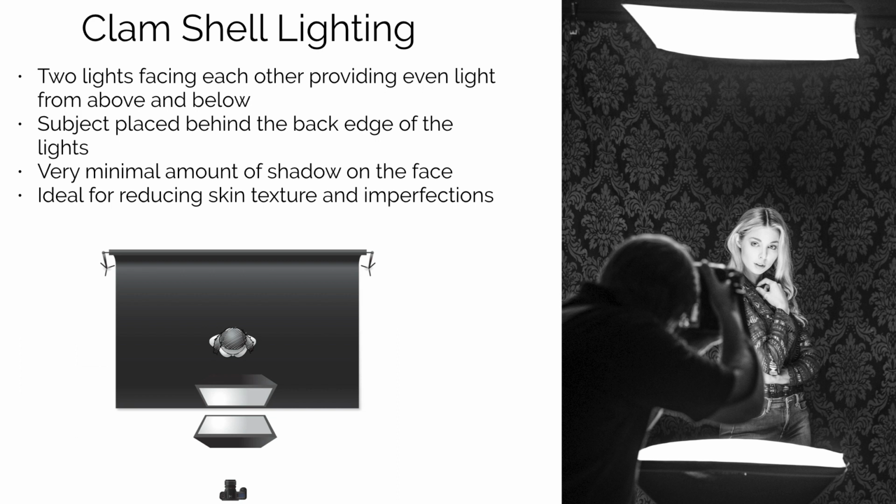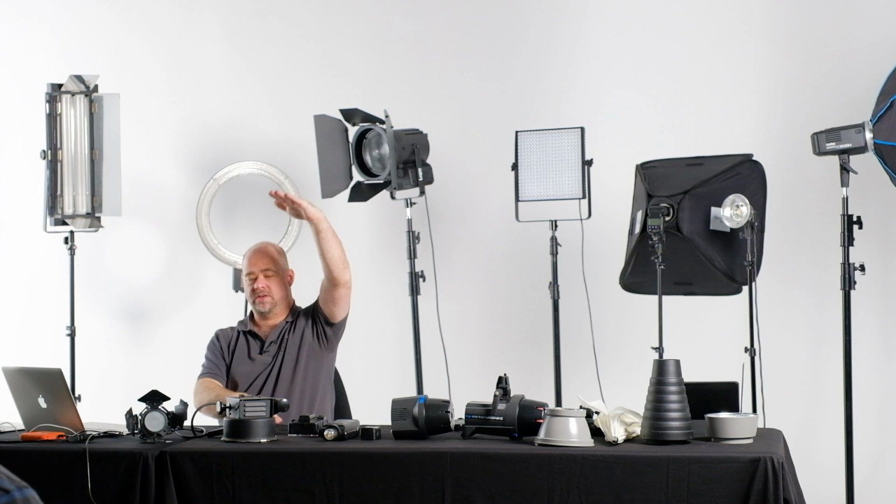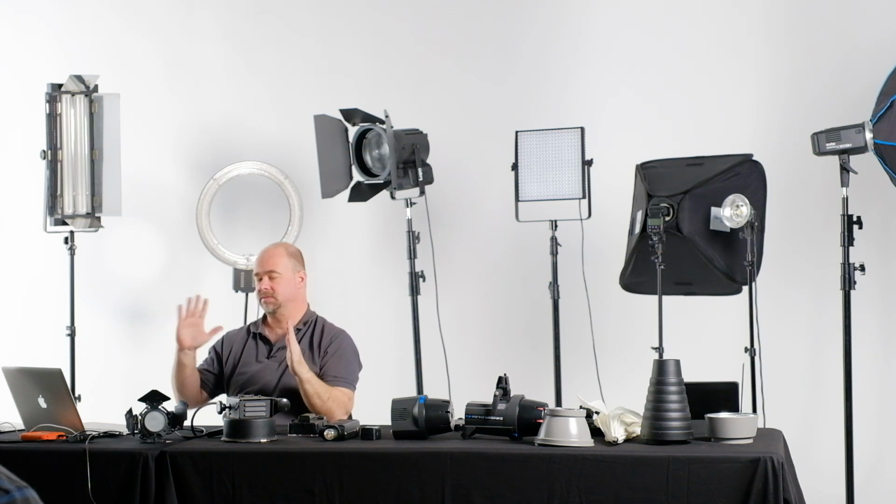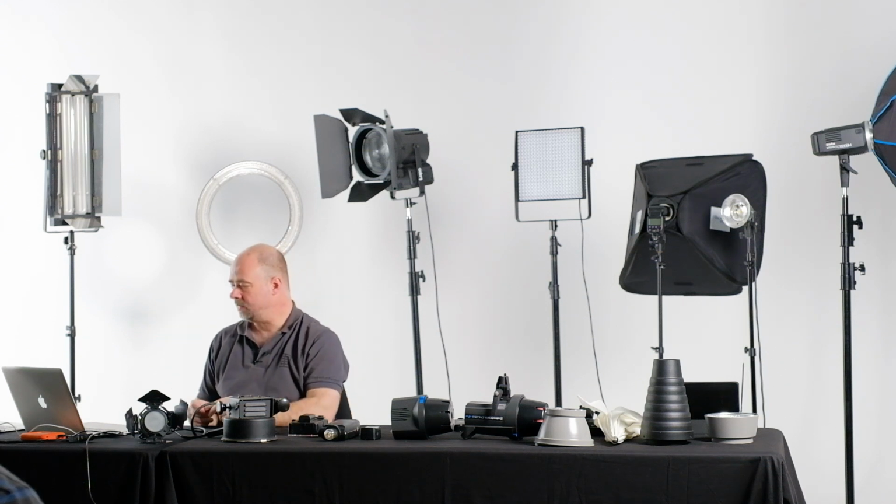So clamshell lighting is another fairly common one for doing beauty, really soft kind of lighting. You're basically placing two lights facing each other, one facing up, one facing down, and the subject kind of just stands back between them.